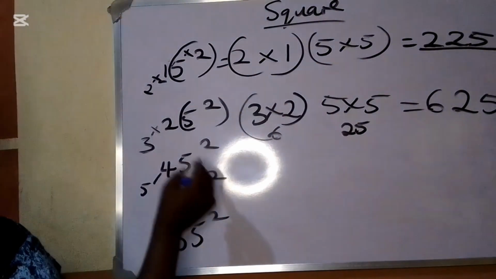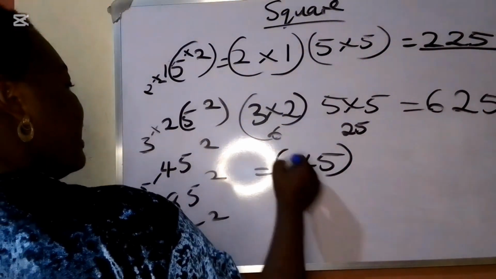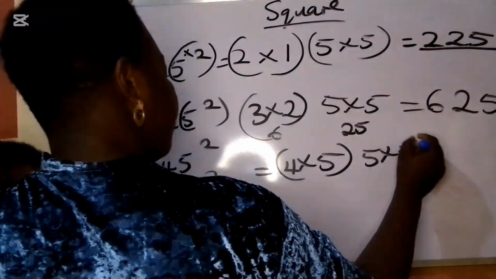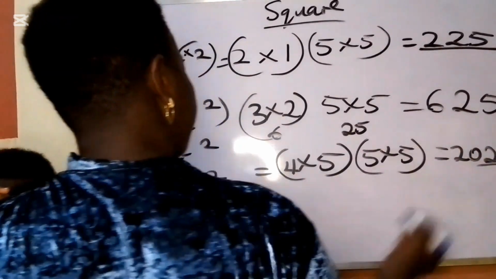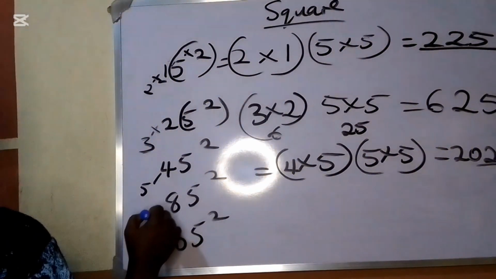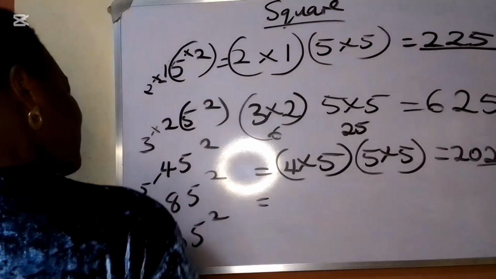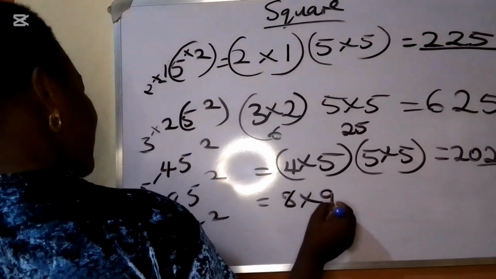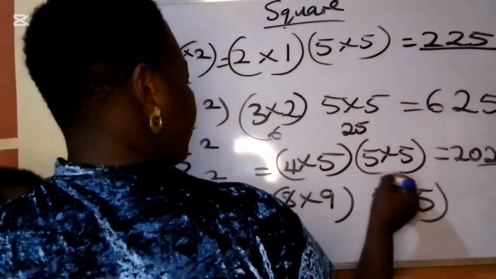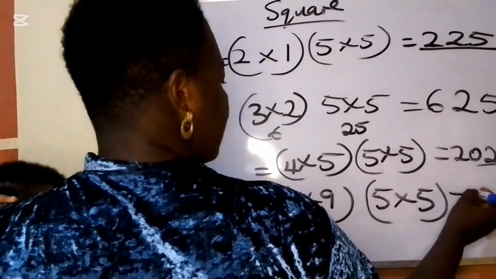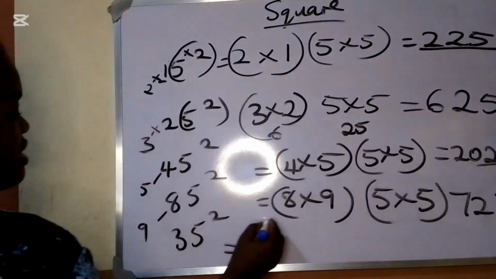Which is 4 times 5 and 5 times 5, which is 20, 25. Then 8 times 9 and 5 times 5, which is 72, 25. Then what will be the answer of this one?